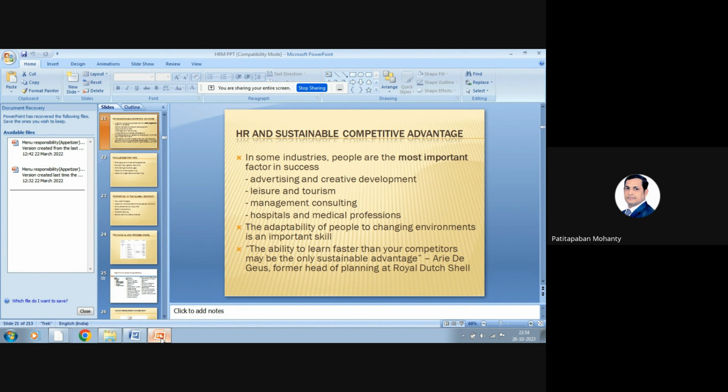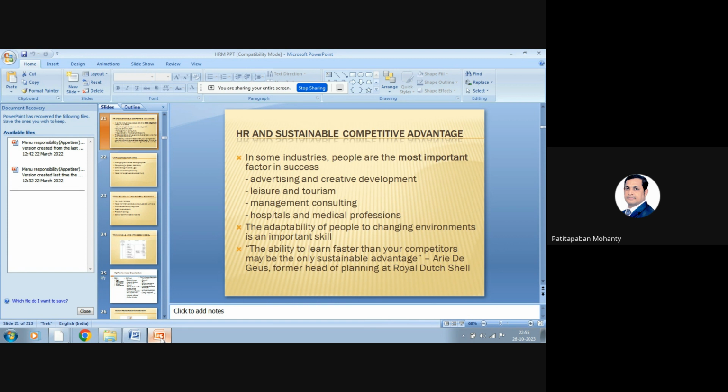Okay, in many industries, people are the most important factor in success, that I have told you already. Advertising and creative development, that is also another point. Leisure and tourism, management consulting, hospitals and medical professions, the adaptability of people to changing environments is an important skill, and the ability to learn faster than your competitors may be the sustainable advantage. So what is the sustainable competitive advantage and how does HR play a role to make the competitive advantage more sustainable? That is the main theme of this particular slide.